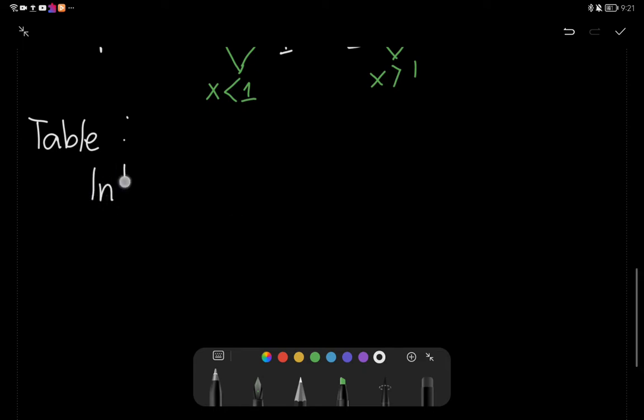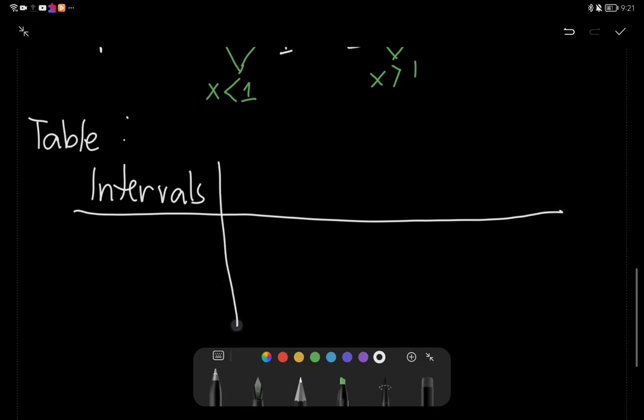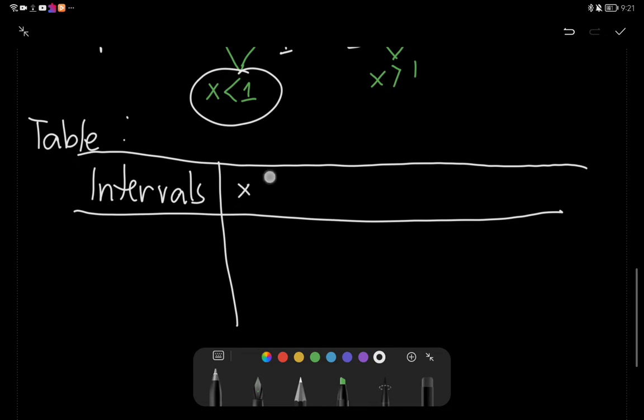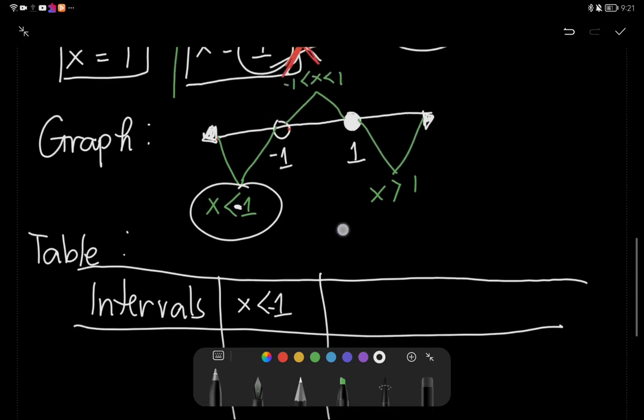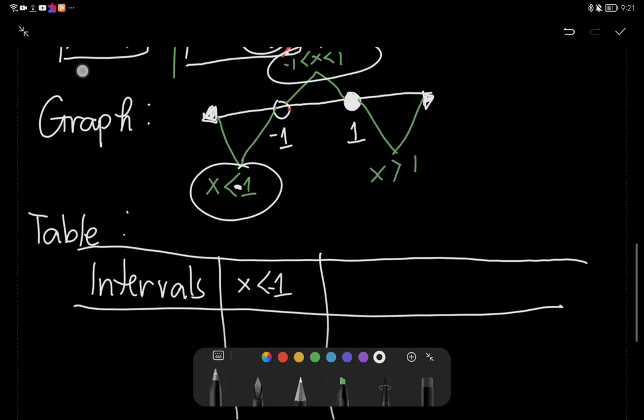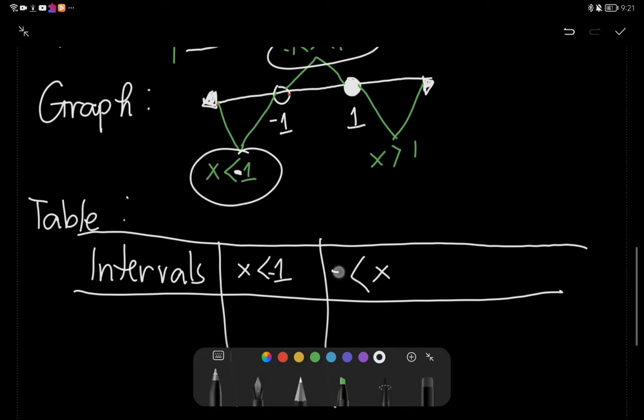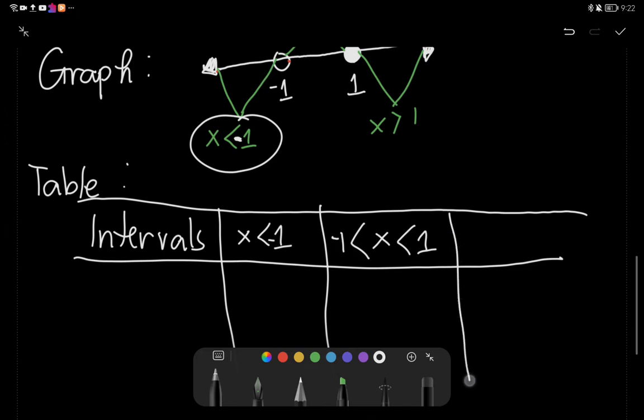First one is the intervals. We are going to write the 3 intervals. First one is this one, x is less than negative 1. The second interval is this one, x is greater than negative 1 but less than positive 1. And the third interval is this one, x is greater than 1.